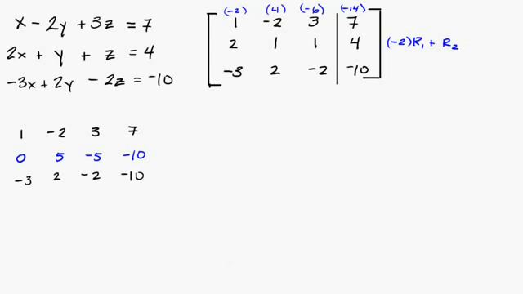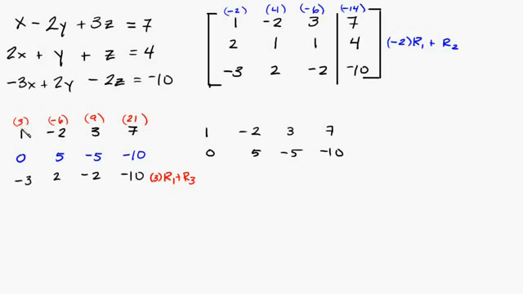Before I do that, let me copy this over again. -10. Now this is a row we're going to change, right? So what I want to do is multiply the top row by 3, so 3 times the top row plus row 3. Then the numbers will appear here. So let me write these in right here. 3 times 1 is 3. 3 times -2 is -6. 3 times 3 is 9. And 3 times 7 is 21.